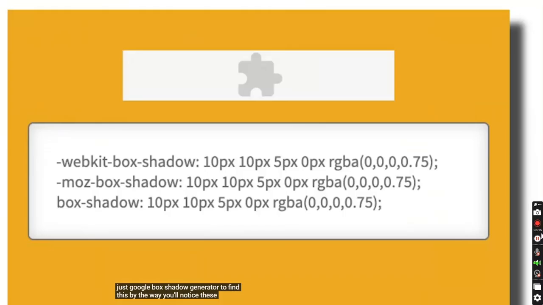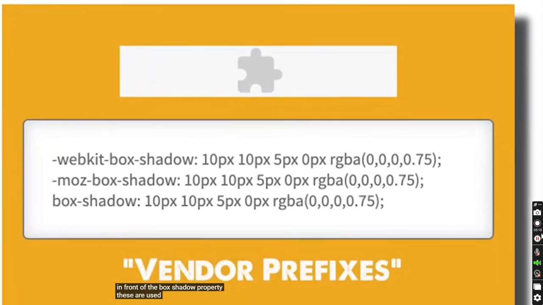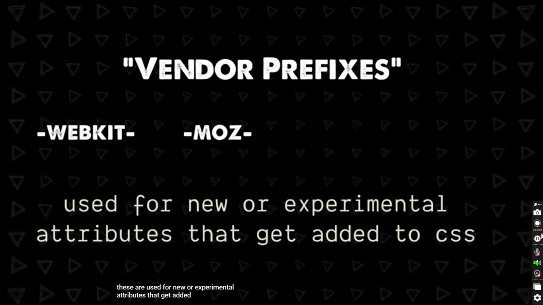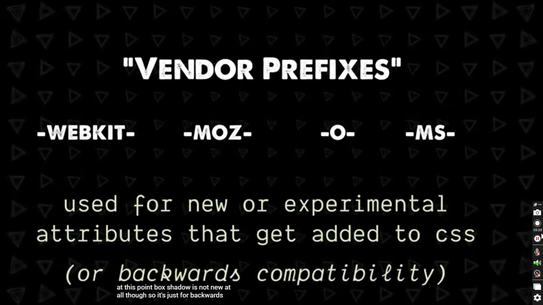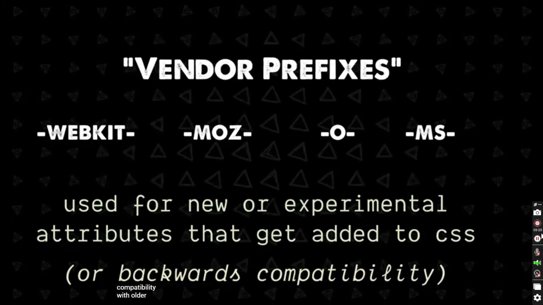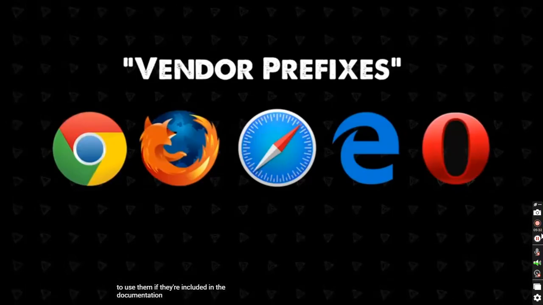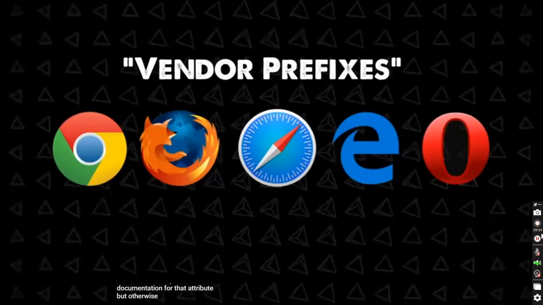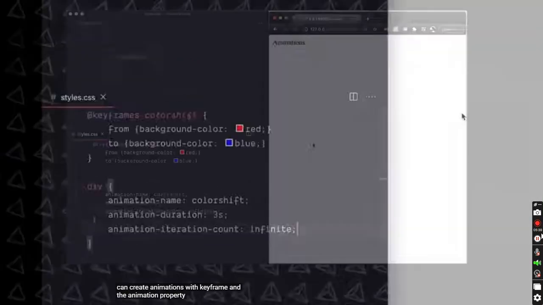By the way, you'll notice these things called vendor prefixes in front of the box shadow property. These are used for new or experimental attributes that get added to CSS. At this point, box shadow is not new at all though, so it's just for backwards compatibility with older browsers. My rule of thumb is to use them if they're included in the documentation for that attribute, but otherwise just leave them out.